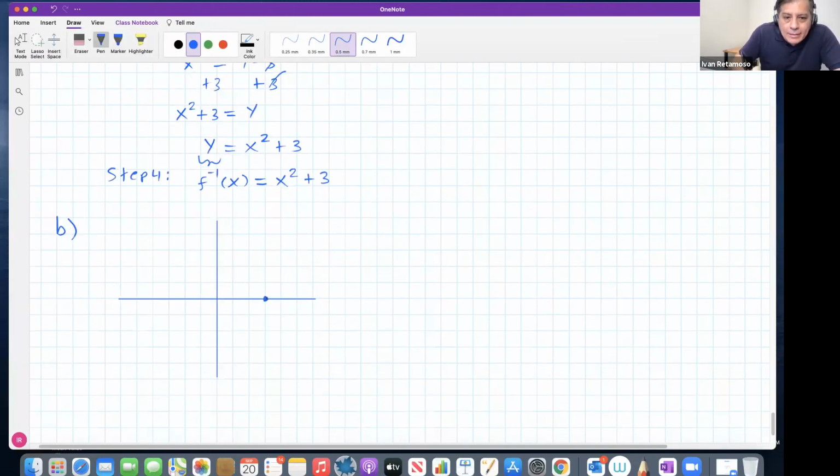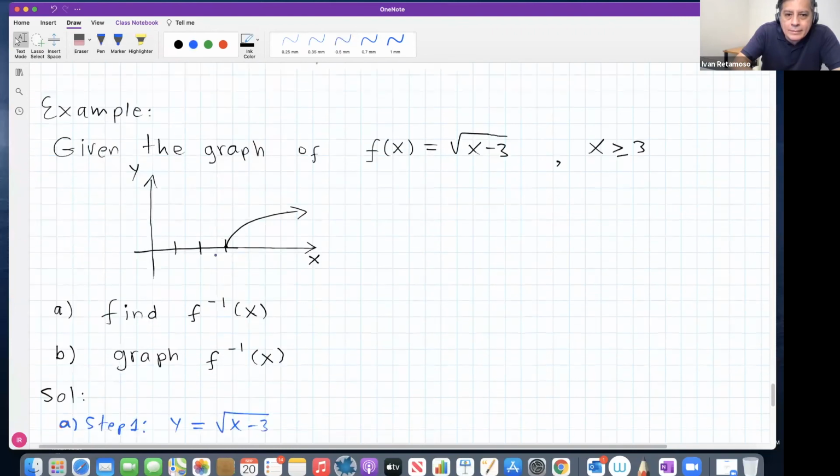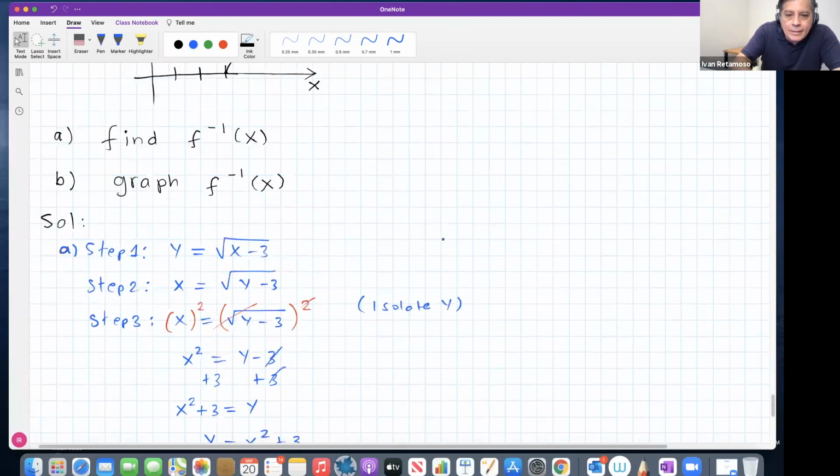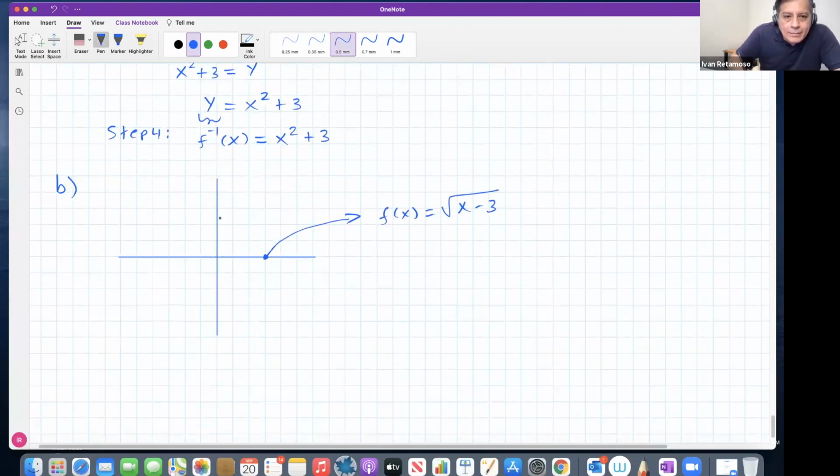Remember, the graph of the original function was this, right? 3 units to the right. This was the graph of f of x, square root of x minus 3. It was given here. Now, what should be the graph of the inverse function? Well, one thing you can do is draw your diagonal line here, and you just take the reflection. And try to record this for your homework, guys.